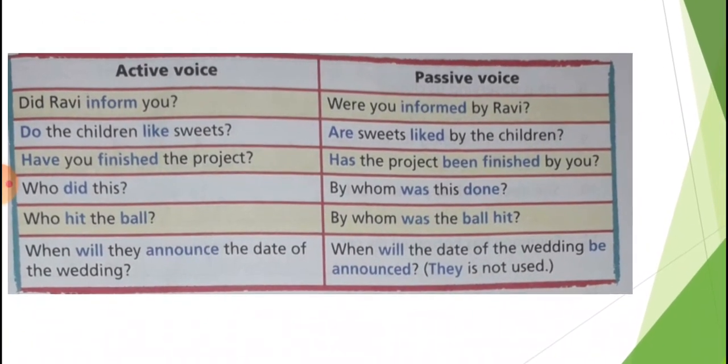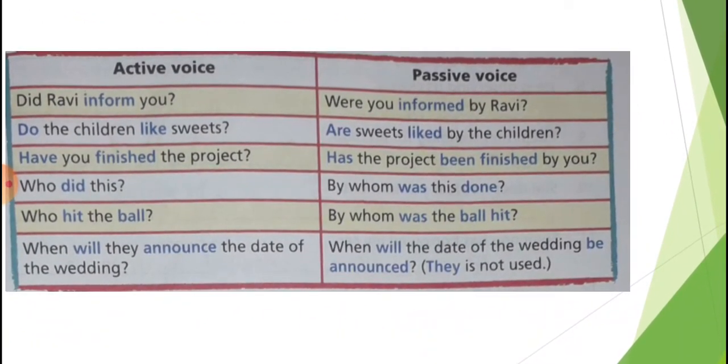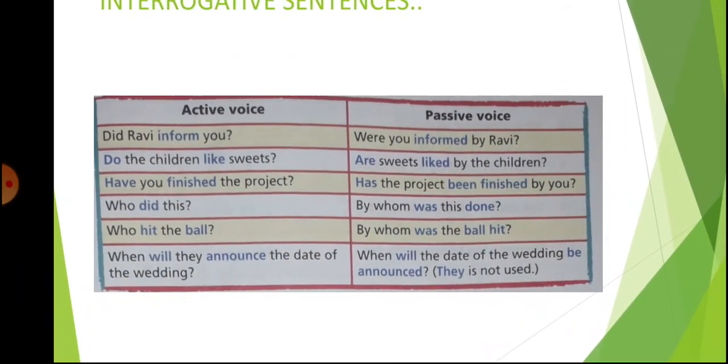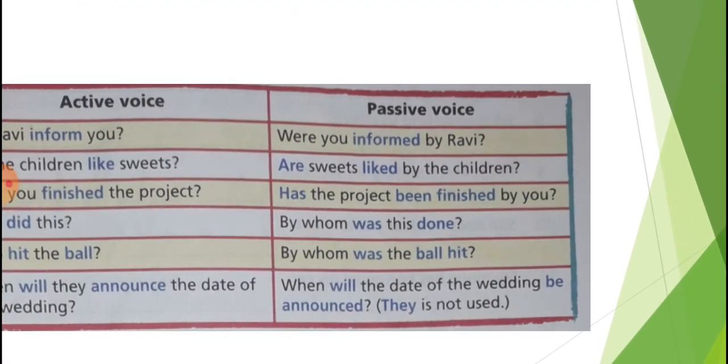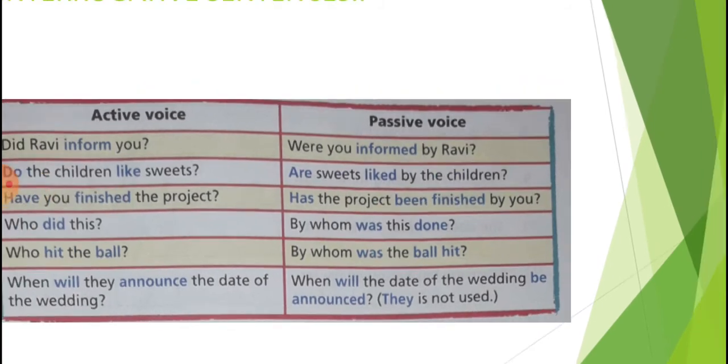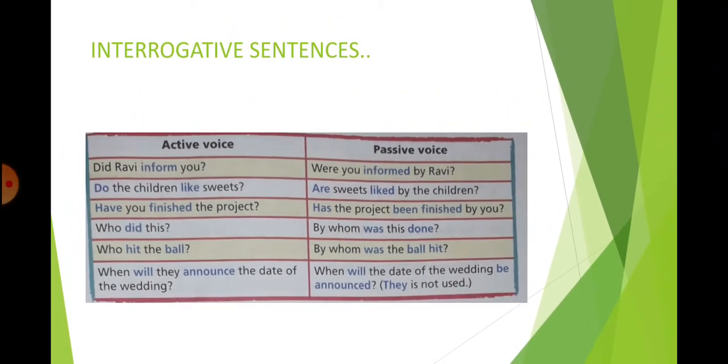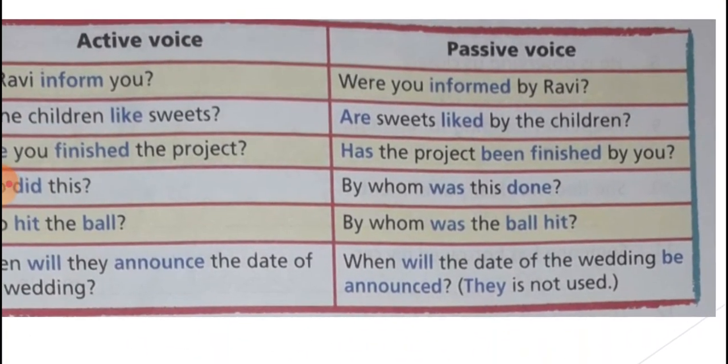Similarly, when will they announce the date of the wedding? When will the date of the wedding be announced by them? We can't use "they", it is not used. Why? Because passive voice is naturally used, many times, to ignore the one who is doing the action. Like "they" is used here. Here that's a choice, we use it or not. But when we write in exams, we should.